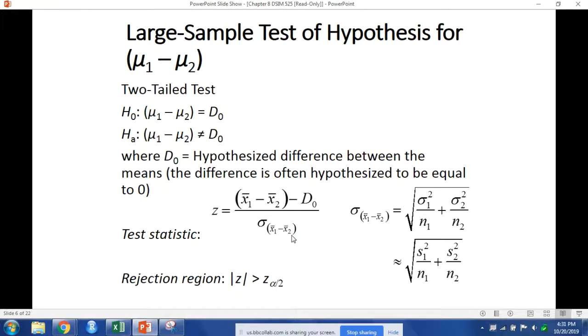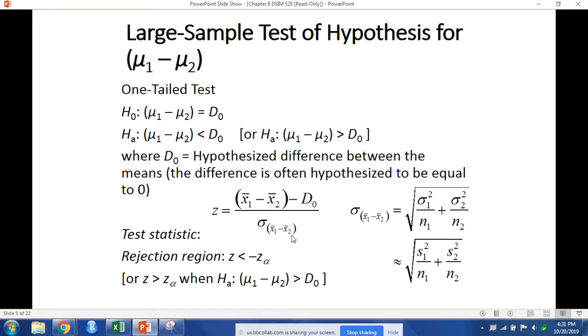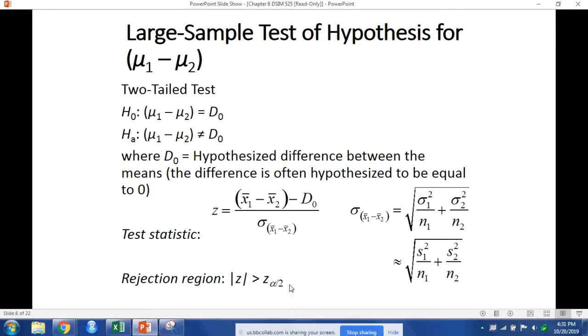A two-tailed test is very similar. We just change the critical value for rejection by dividing alpha by 2. So the only difference between the two is our z alpha and our z alpha divided by 2.